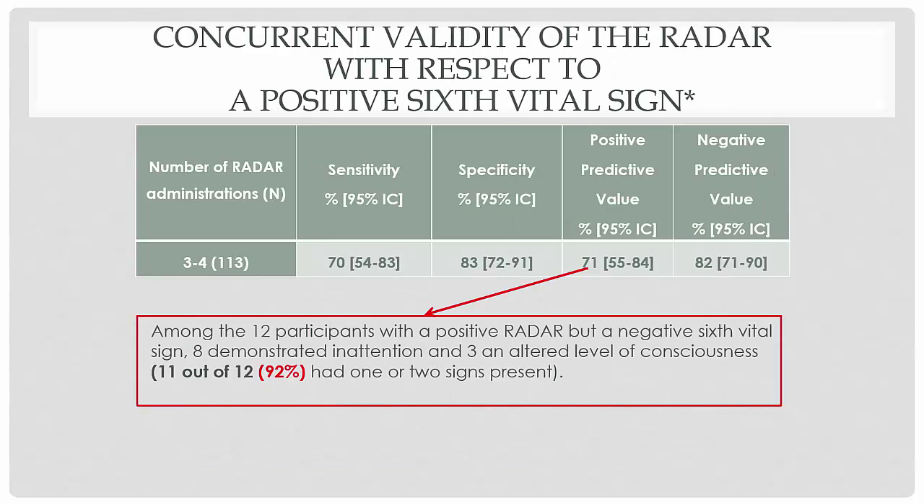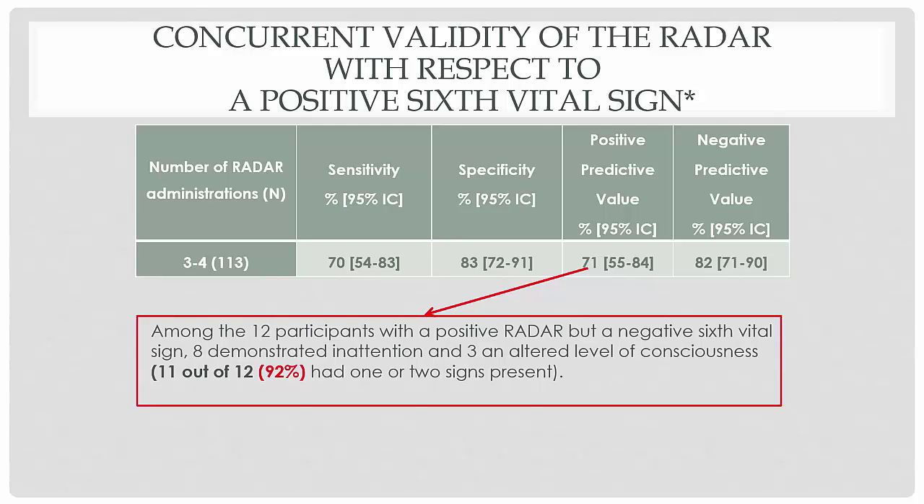We wanted also to look at the concurrent validity of the radar with respect to a positive 6 vital sign. A positive 6 vital sign is when a patient meets criteria for inattention and an altered level of consciousness. And so you can see in the table that the sensitivity is 70%, specificity is 83%, and the positive predictive value is 71%.